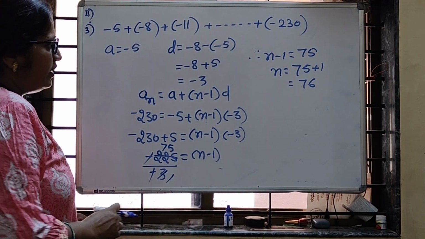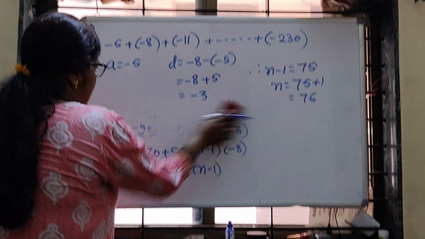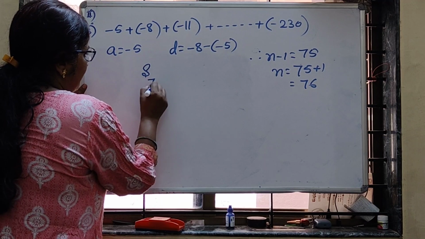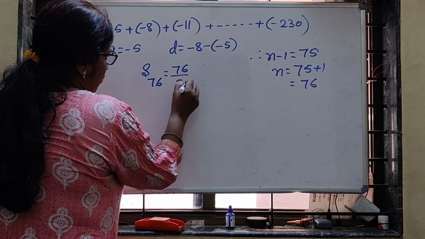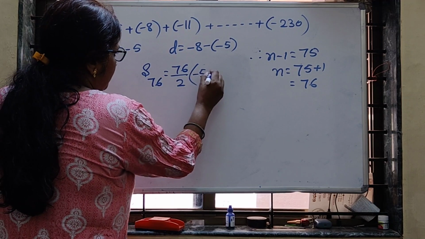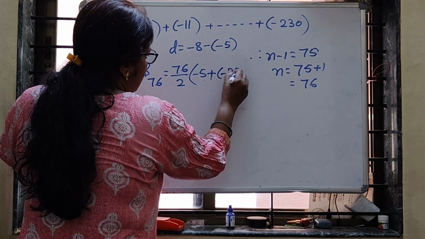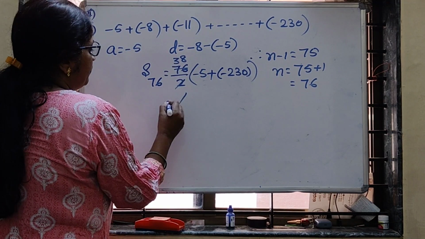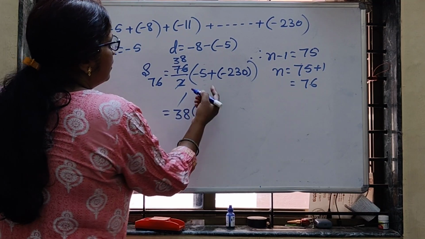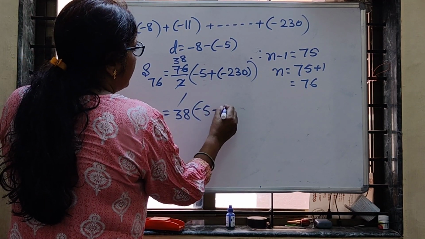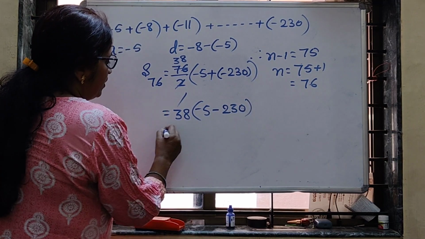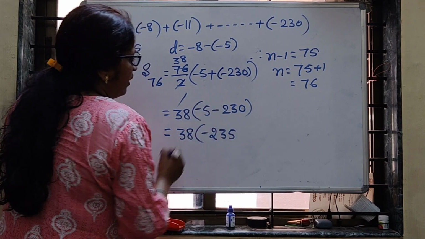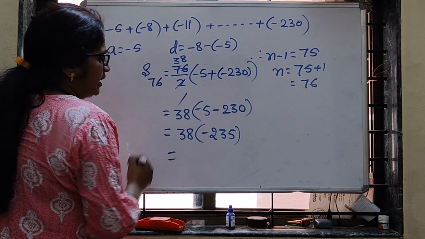After getting n, we need to find S76, that is Sn. So we are going to find out now Sn, that is S76. 76 by 2, a is minus 5 plus an is minus 230. 2 thirty-eights are 76. So it is 38 into minus 5 minus 230, which is minus 235. So you have to multiply this and write the answer, children.